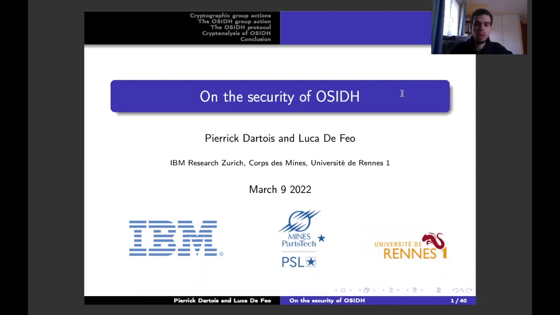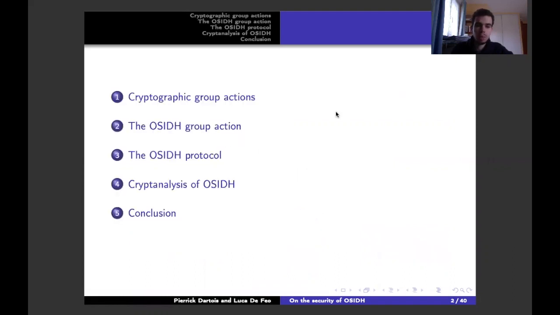OSIDH is an isogeny-based protocol introduced by Leonardo Colò and David Kohel in 2019 to generalize CSIDH. But unlike CSIDH, OSIDH is more structured, and we explored its structure to provide an attack improving an idea by Onuki. OSIDH uses a lot of mathematics due to Colò and Kohel that I will need to introduce first.